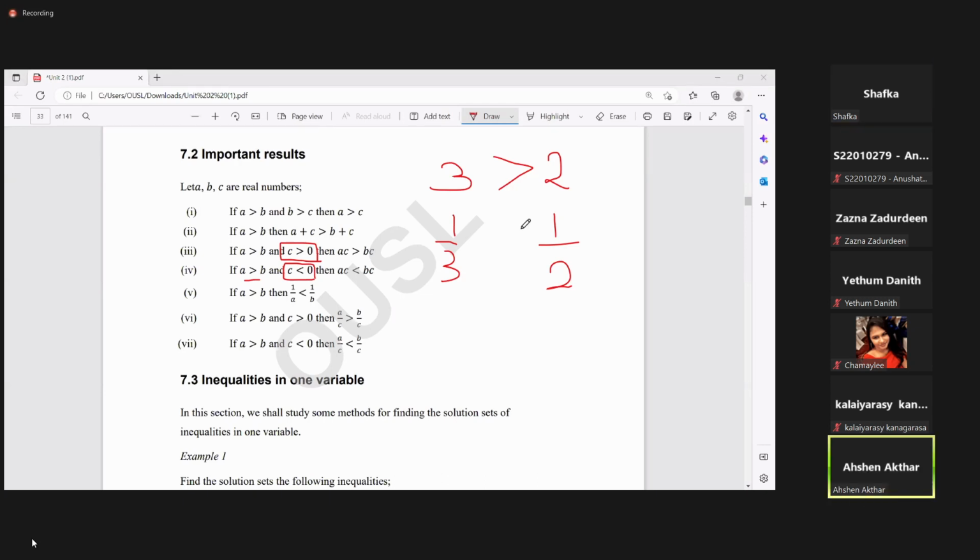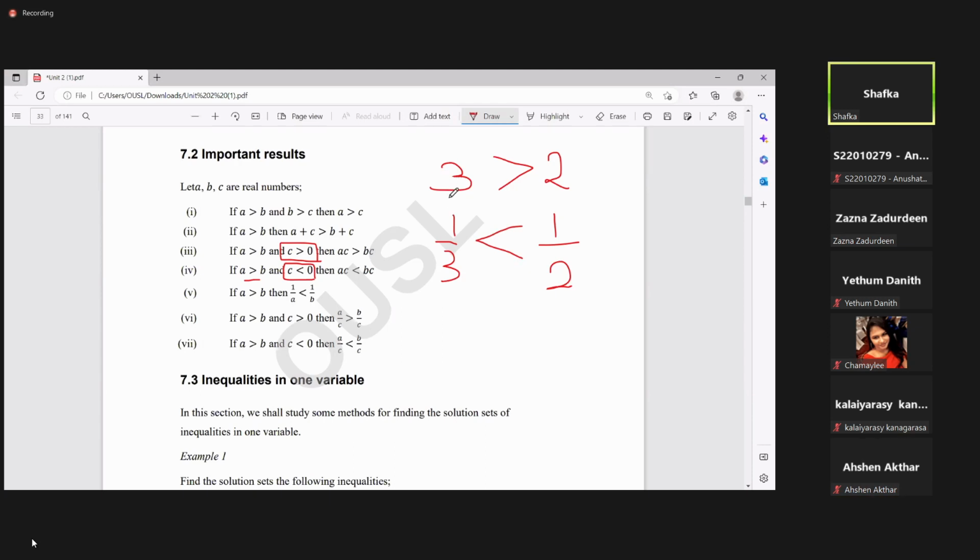Which of one or two is greater? So if we are getting the reciprocal, the sign changes. If A is greater than B, then 1 over A is lesser than 1 over B.